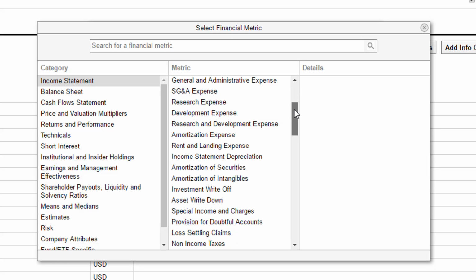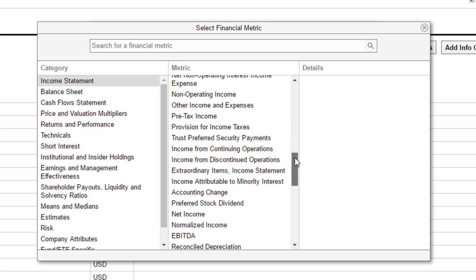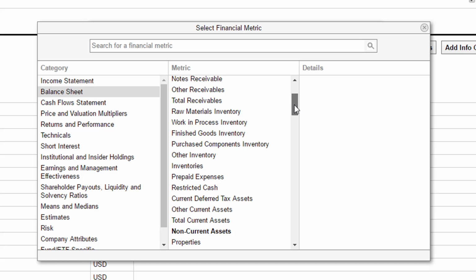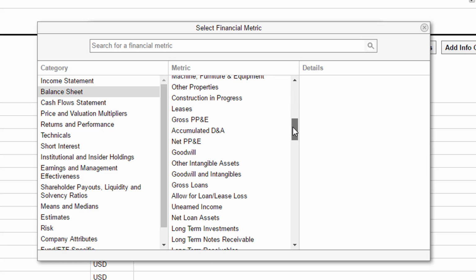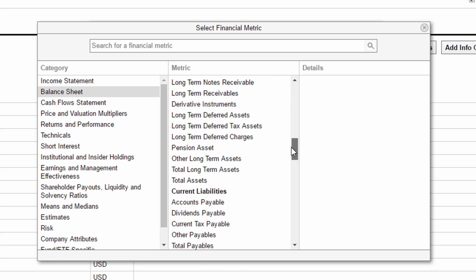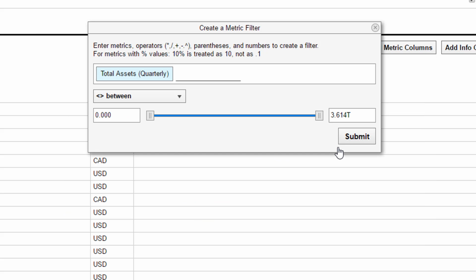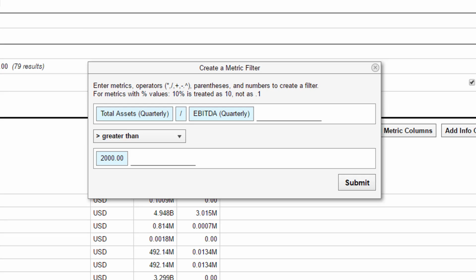For example, Whitecharts allows you to screen for almost any item on the income statement, balance sheet, or cash flow statement. If you wanted to, you could screen by total assets or total liabilities. I know these numbers don't make a lot of sense by themselves, but it goes to show the extent of criteria available for screening here. You can also create your own ratios and formulas and screen with them, a powerful tool indeed.